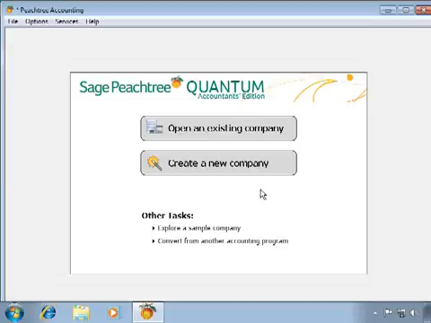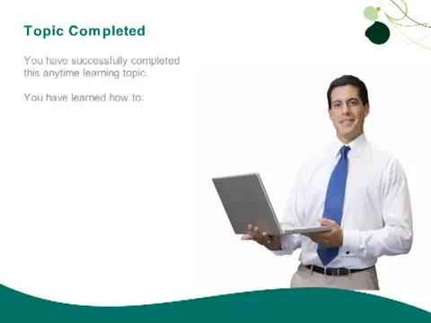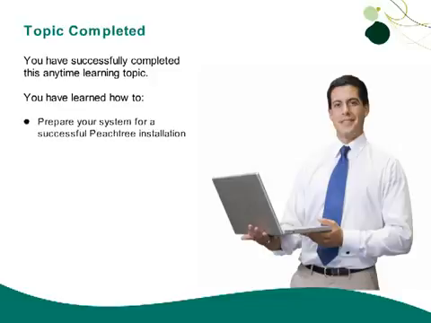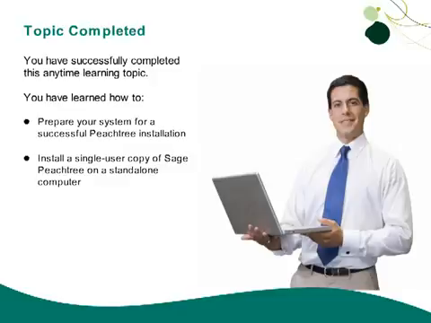So as you have seen, installing Sage Peachtree is really a simple process. If you prepare your system properly and make sure that you register your product and download updates after Peachtree is installed, you can have Sage Peachtree up and running in no time. You have successfully completed this Anytime Learning topic. You have learned how to prepare your system for a successful Sage Peachtree installation, install a single-user copy of Sage Peachtree on a standalone computer, and then register and update the program after Sage Peachtree has been installed.